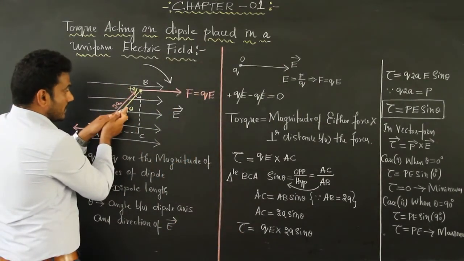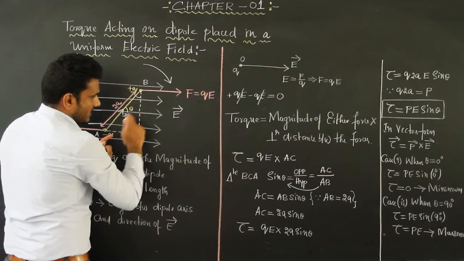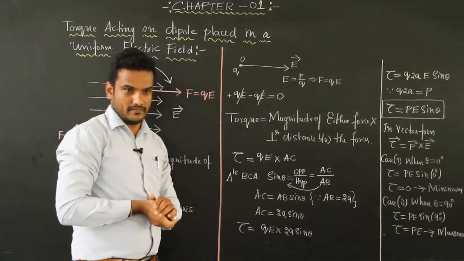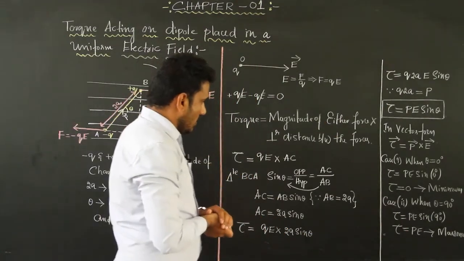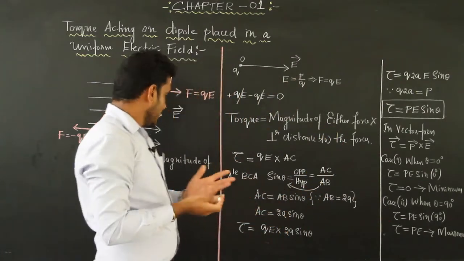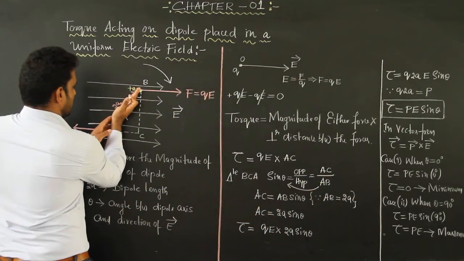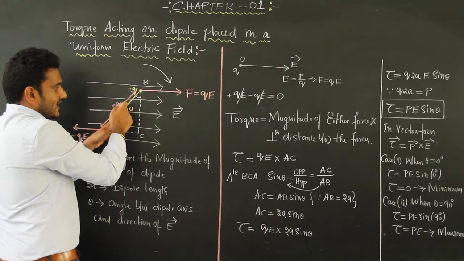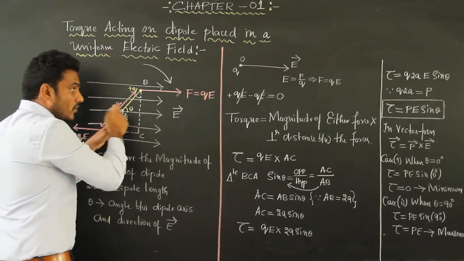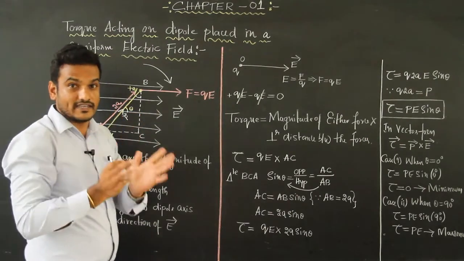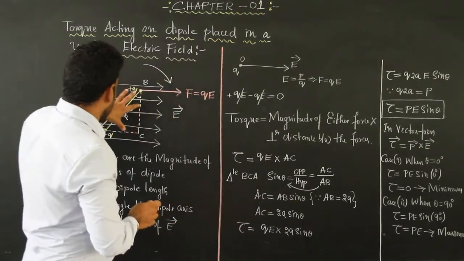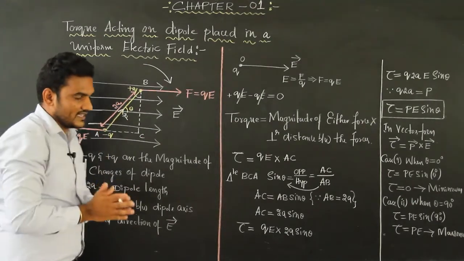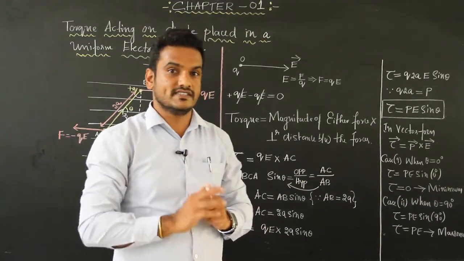When the dipole is placed perpendicular to the direction of electric field, 90 degree, the torque acting on the dipole is maximum. One more case is there. When theta is equal to 180 degree, the dipole is placed like this. It means the direction of electric dipole moment is opposite to the direction of electric field. At that situation, the dipole is in unstable equilibrium. So in that case also the torque acting on the dipole is 0.